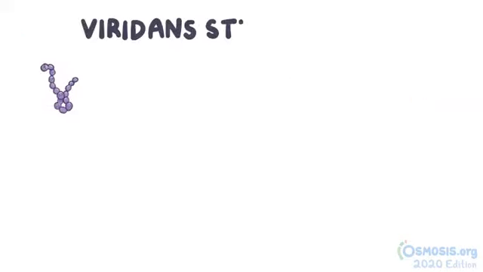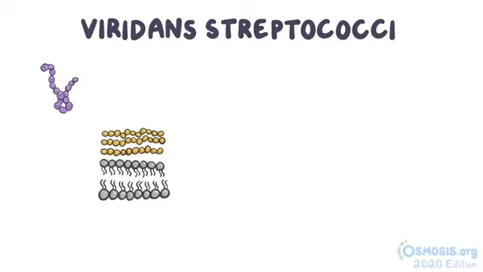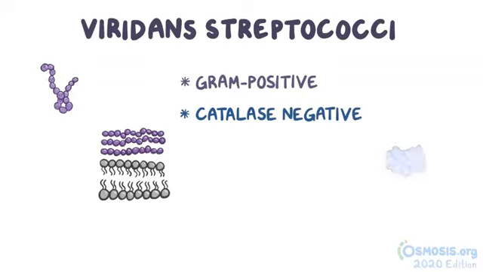Now, viridans streptococci have a thick peptidoglycan cell wall, which takes in purple dye when they're gram-stained, so they're gram-positive bacteria. They're also catalase negative, which means they don't produce an enzyme called catalase.